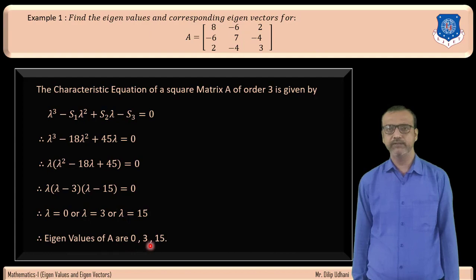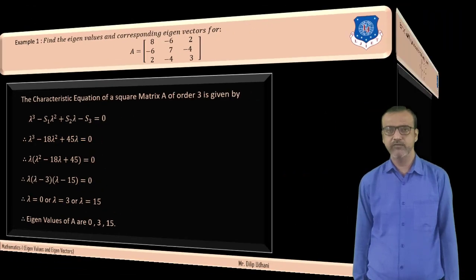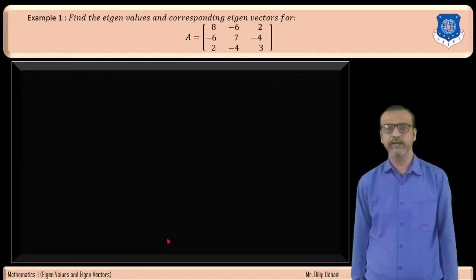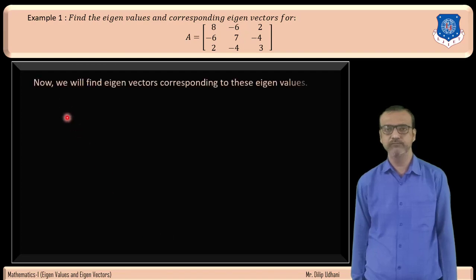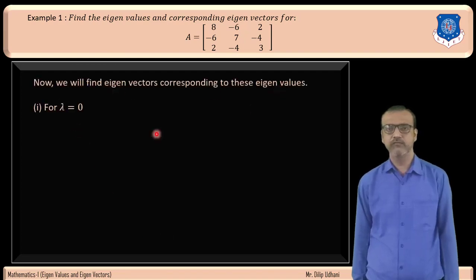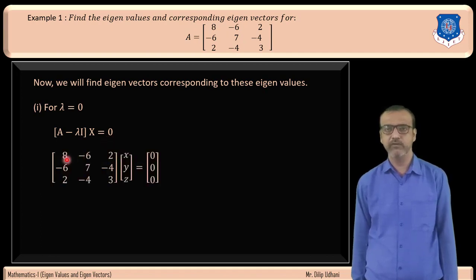Now we will find eigenvectors corresponding to these eigenvalues. First of all, we will find an eigenvector for lambda equals 0. So first we will write A minus lambda I into x equals 0. Subtracting lambda equals 0 from the principal diagonal elements, we have the same matrix which is given to us. Along with this we have a column matrix x, y, z, and that is equal to the null matrix.